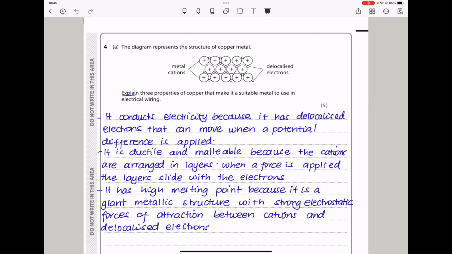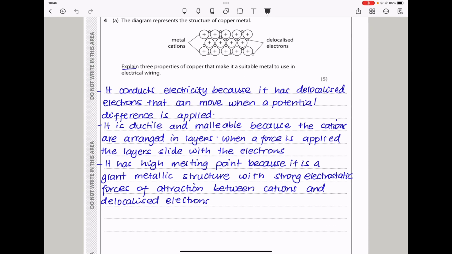Question 4, the diagram represents the structure of copper metal. So we can see these are the metal cations, and those are the delocalized electrons. They say, explain 3 properties of copper that make it a suitable metal to use in electrical wiring. To be used in electrical wiring, it should be able to conduct electricity, and it should be able to be drawn into wires. So here we're going to talk about in terms of having delocalized electrons and the idea that when a force is applied, the layers are going to slide past each other, but held by electrons so that there is no breaking apart.